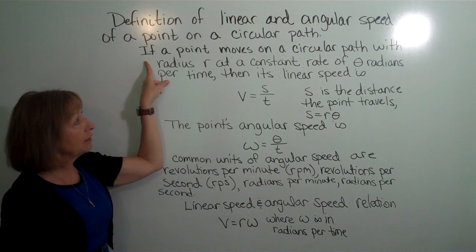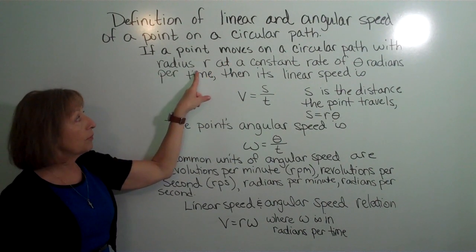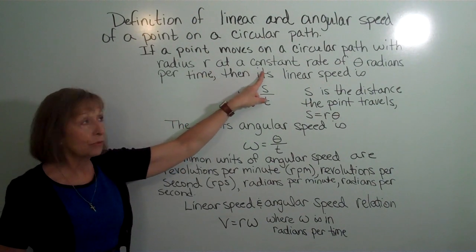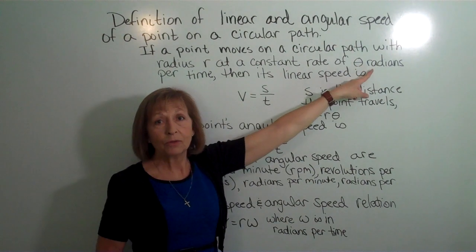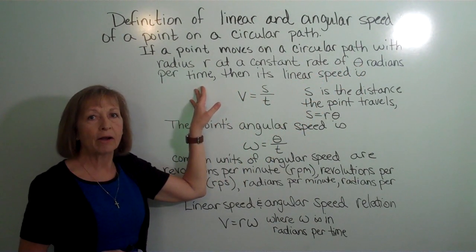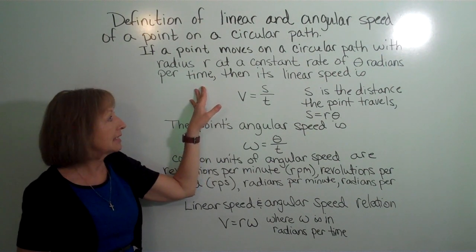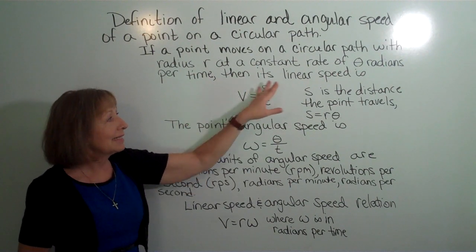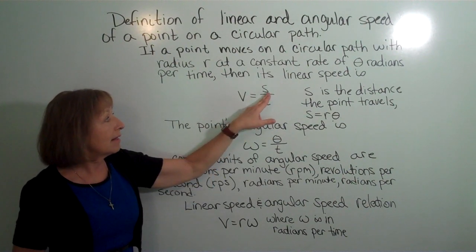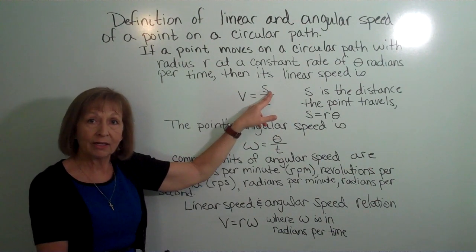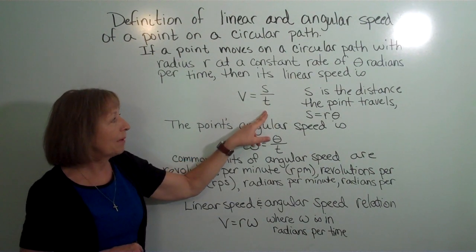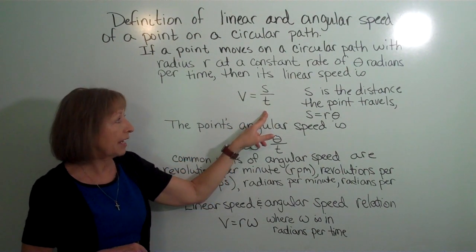Well, if you have a point that moves on a circular path with a radius of r, so the circle has a radius of r, at a constant rate of theta radians per time. So right away they're reminding us that our theta that we use for our angle has to be in radians per time. Then it's linear speed. So the linear speed is the length of the arc that it has, the distance the point travels, divided by your time, whatever your unit of time is.